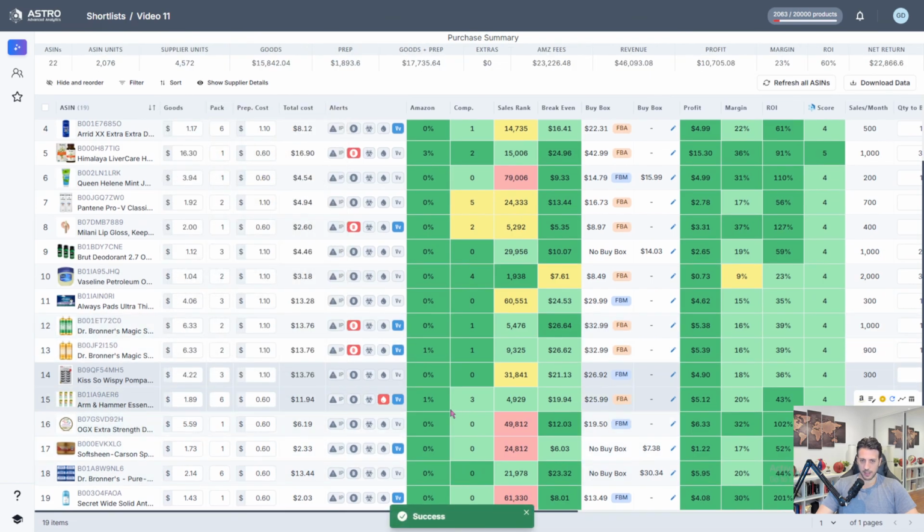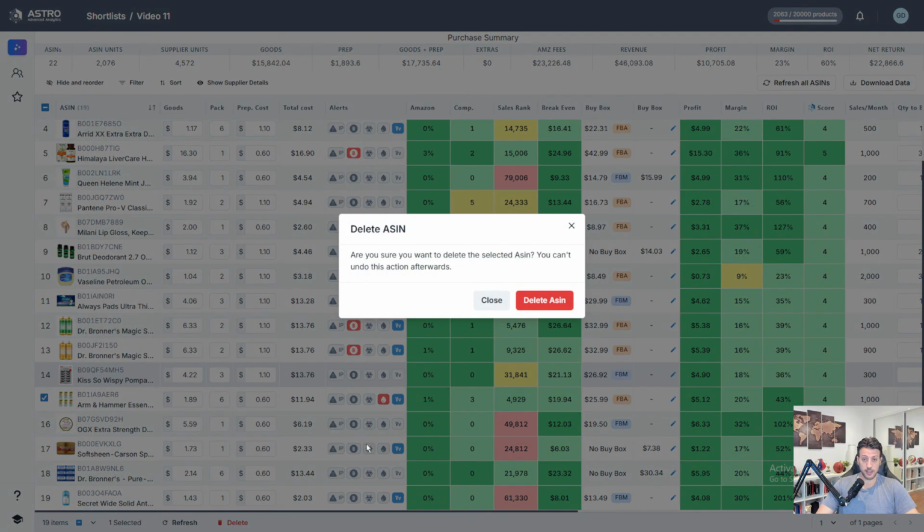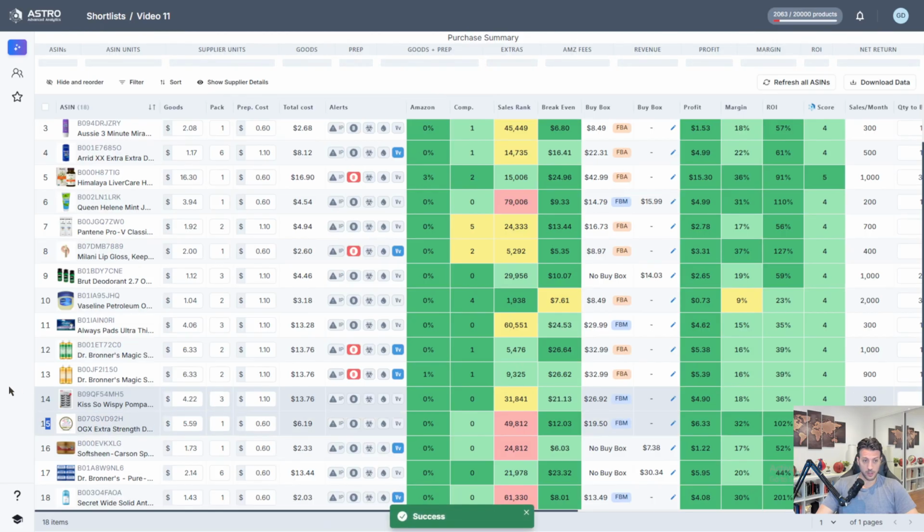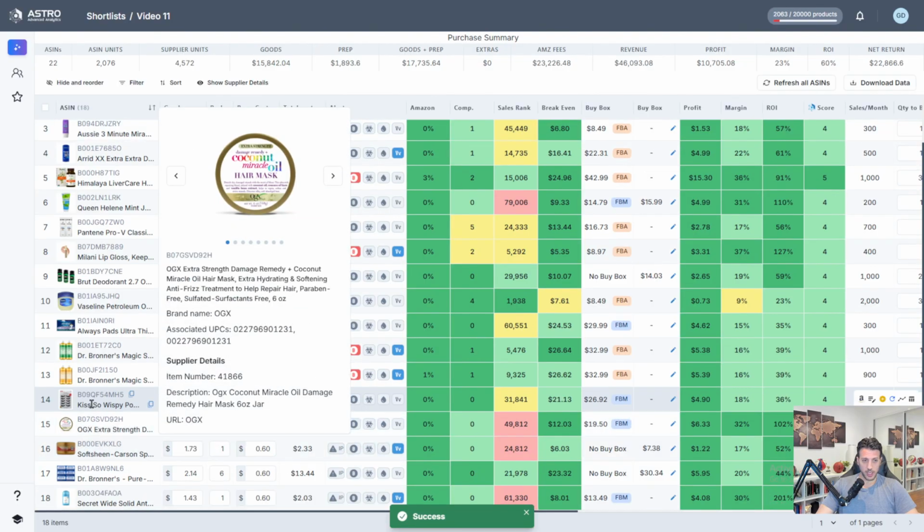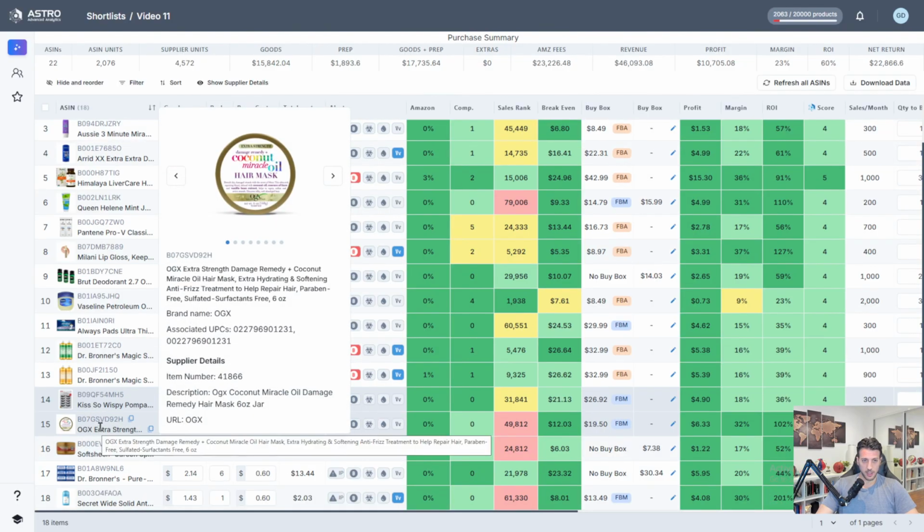This is a 6-pack. It's meltable, so let's remove that because we are in the summer months, not here in Australia, but in the US. So let's remove the meltable. OGX. Okay, I just want to see this product here.